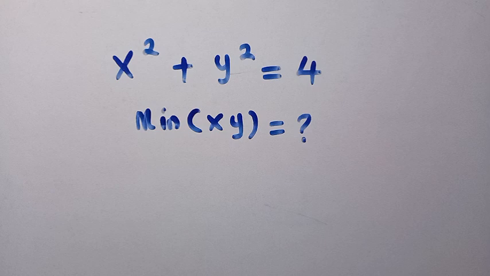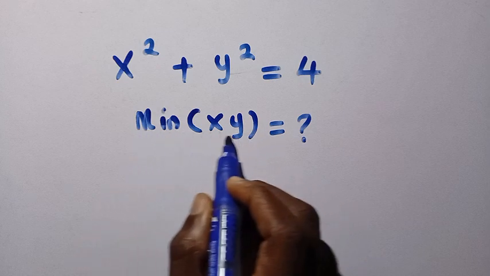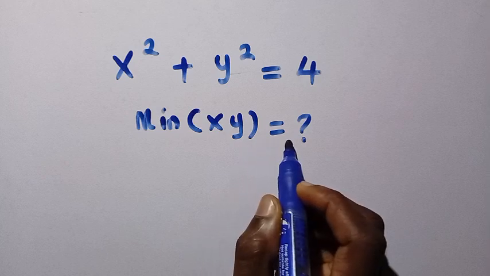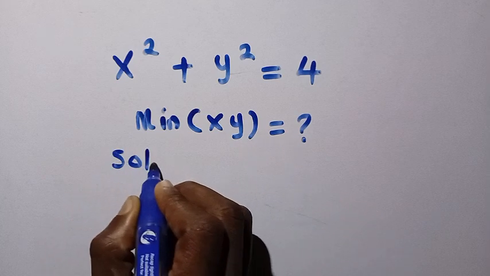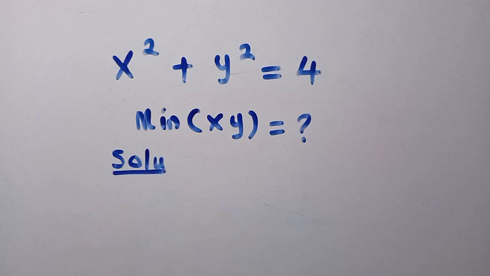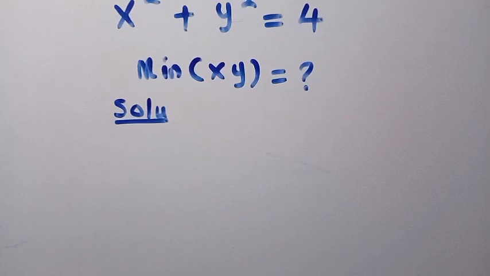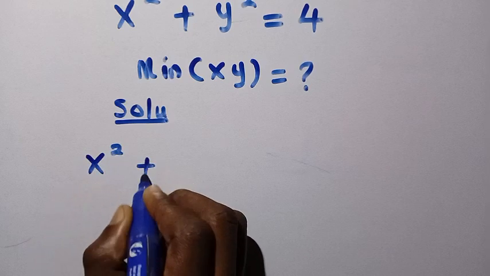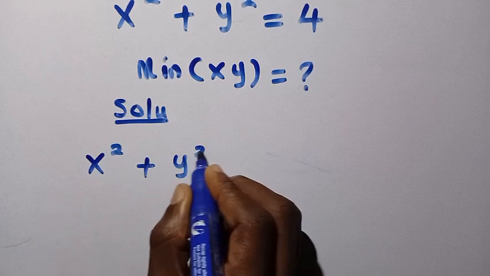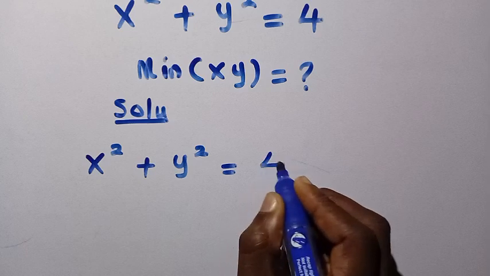How to solve these nice equations for the minimum of x, y. We were given x squared plus y squared equals 4. Let's find the minimum for x and y. By considering the solution here, from the given problem, we have x squared plus y squared equals 4.